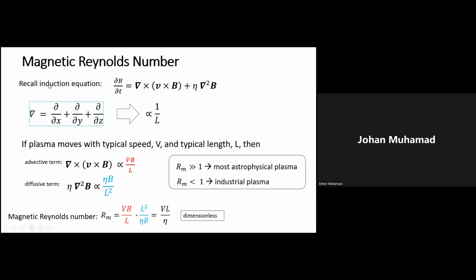And the next parameter is the magnetic Reynolds number.